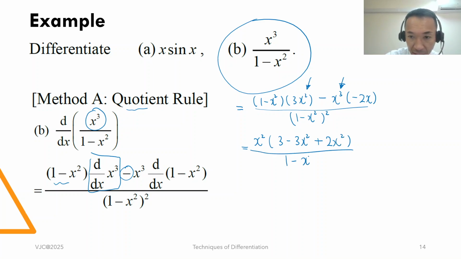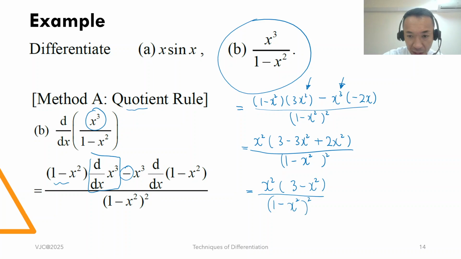Over 1 minus x squared, squared. Right? Because when I factorize x squared out of here, I have an x here, I have a 2x here, I have a plus 2x squared here from here. So I think we further simplify, you get x squared times 3 minus x squared. I think this is the best we can get, which is actually what you see in your notes. Right. Of course, there is an alternative way. In this way, we use quotient rule.